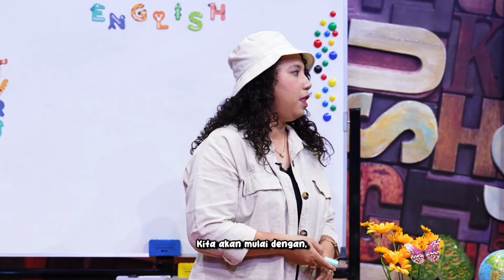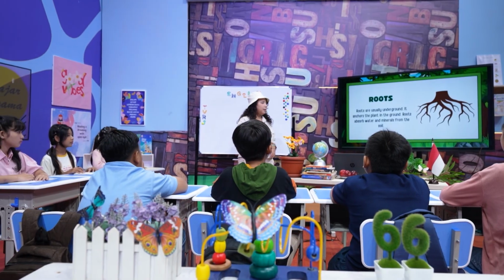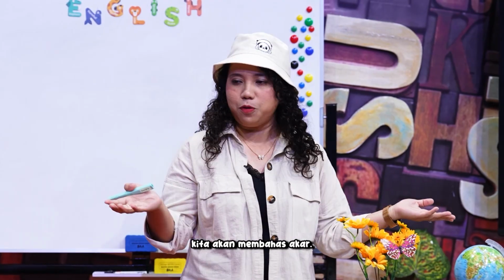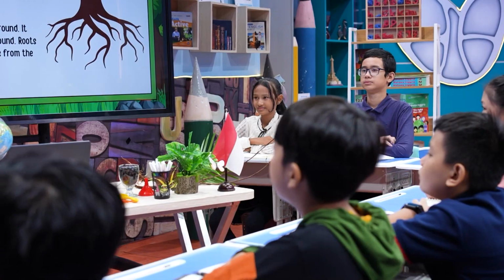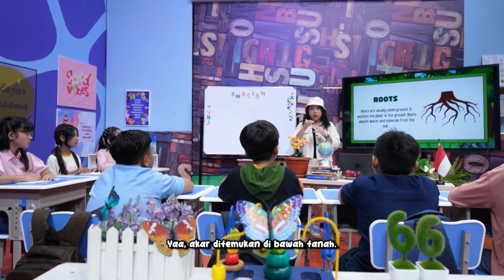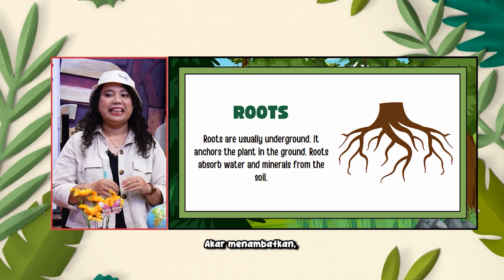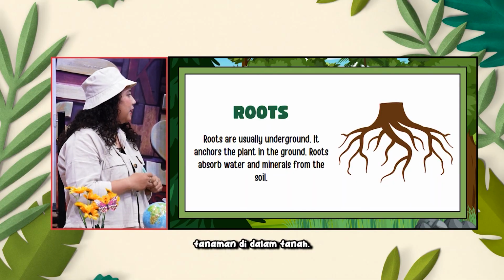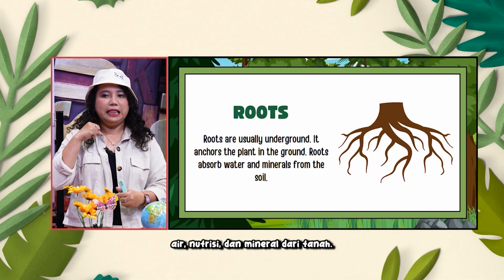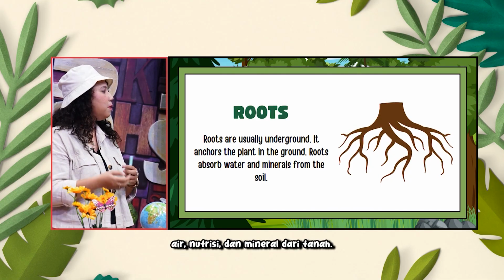We will start with the different parts of a plant. The first one, we'll talk about the roots. What is roots? Anyone knows? Roots. Yeah, roots are often found below the surface of the soil or underground. It anchors the plant in the ground. And then roots absorb the water and the nutrients, water, minerals from the soil.